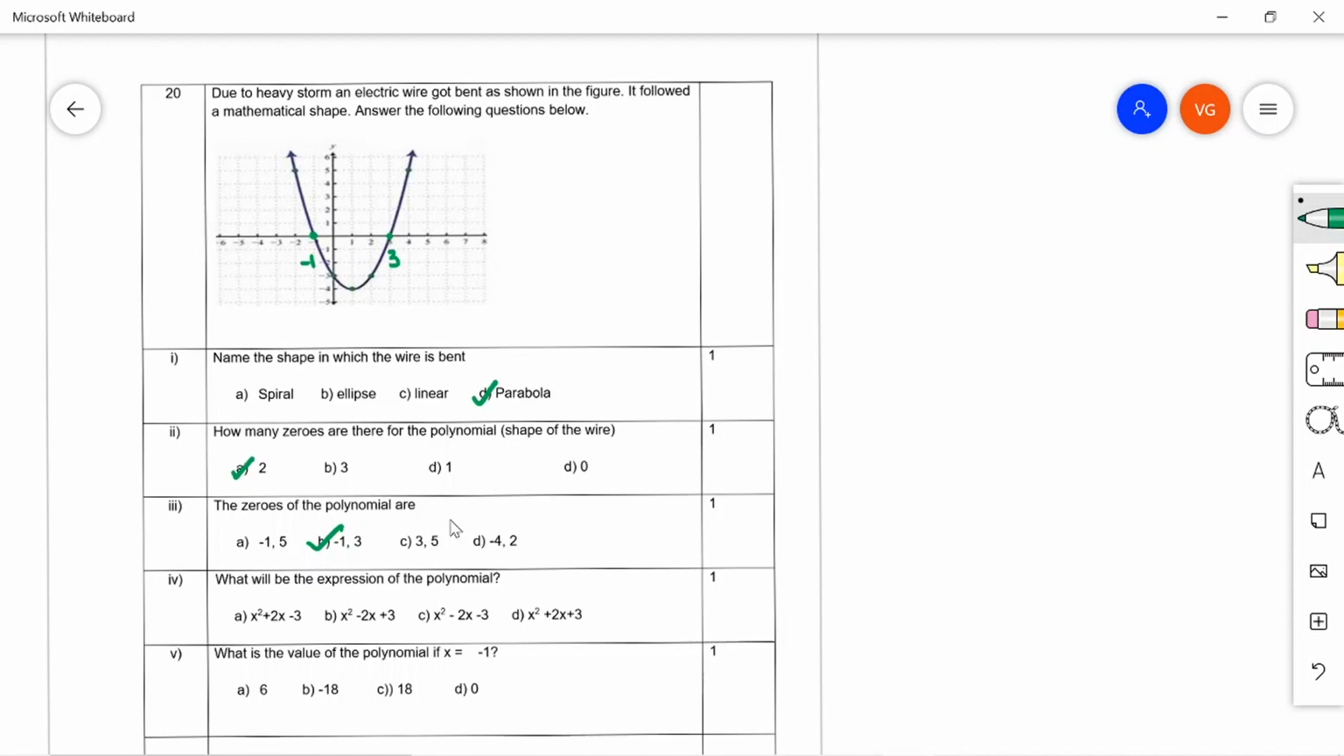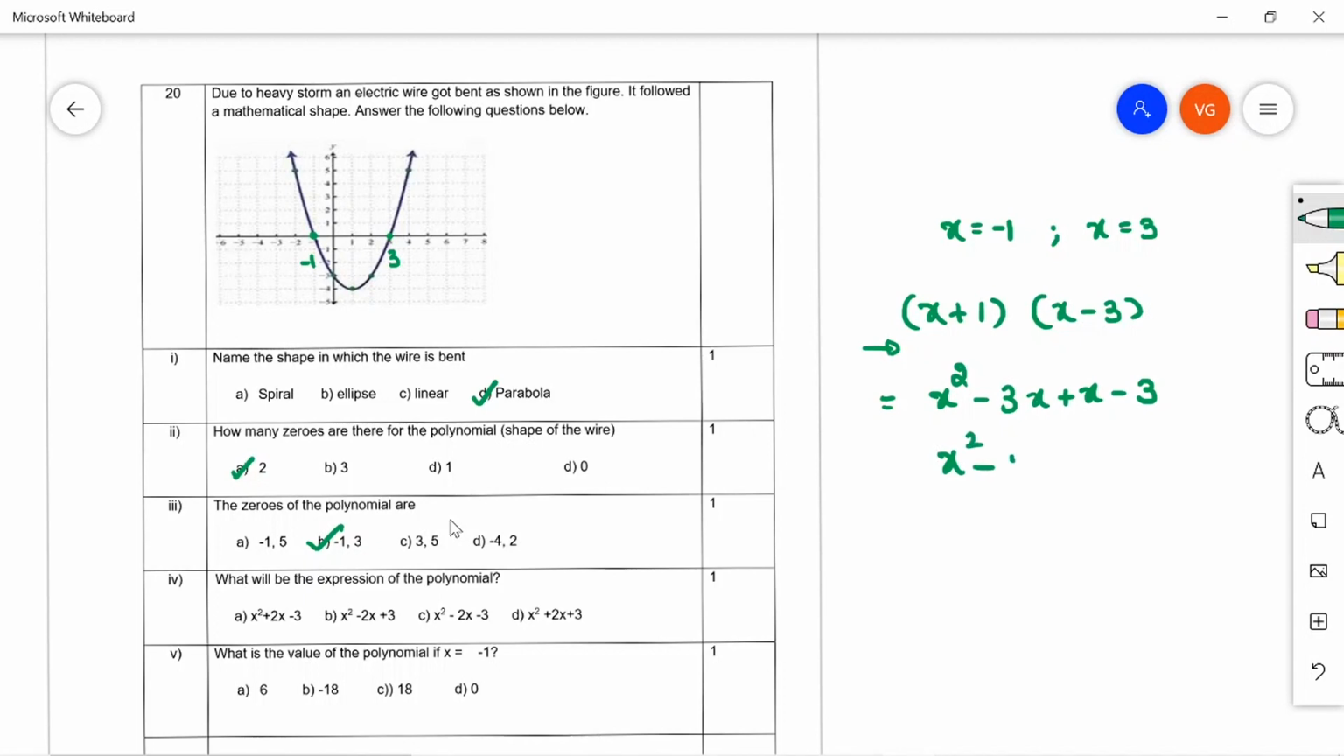Fourth subsection here, what will be the expression of the polynomial? The zeros of the polynomial are x equal to -1 and x equal to 3. So the factors will be x plus 1 and x minus 3. Multiply these two factors and you will get the required polynomial. That will be x square minus 3x plus x minus 3, which is nothing but x square minus 2x minus 3, right?